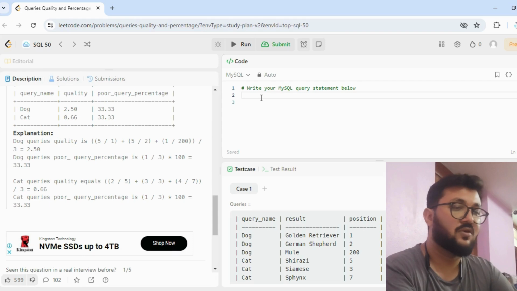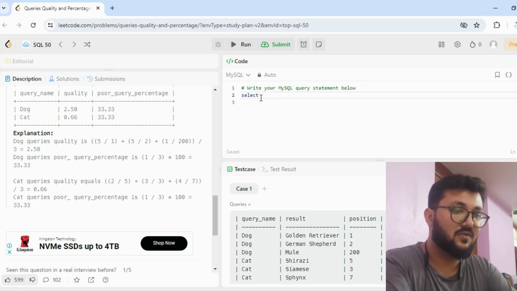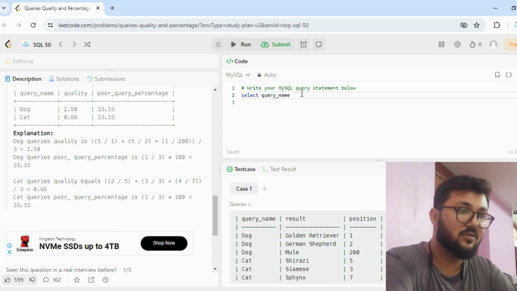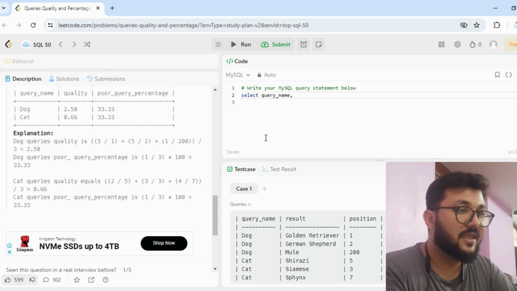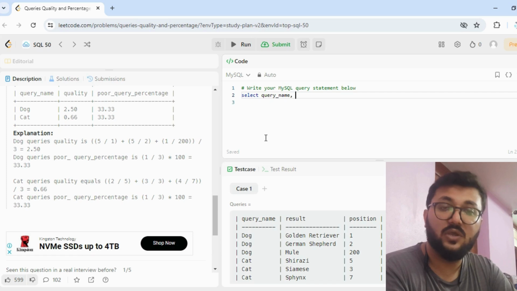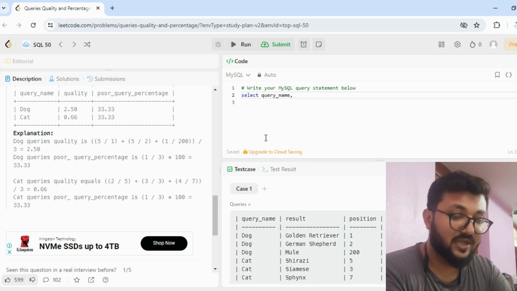Now let's go for the query. I will use SELECT for query name, because I have to use the query name from the table. Now I will go for quality. To calculate quality, I have to use the ratio of rating to position. So you just write AVG, and then rating divided by position.